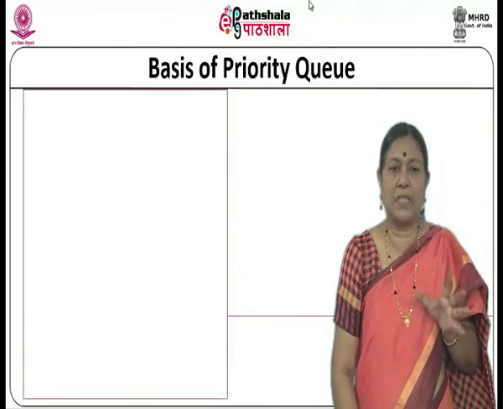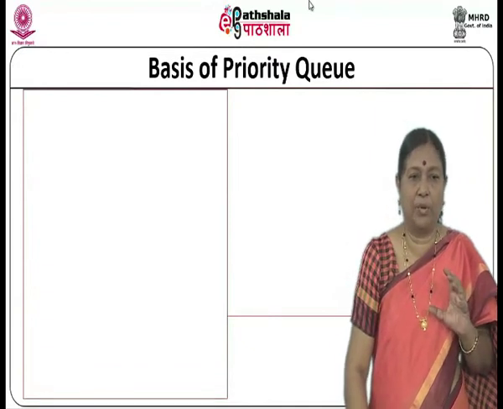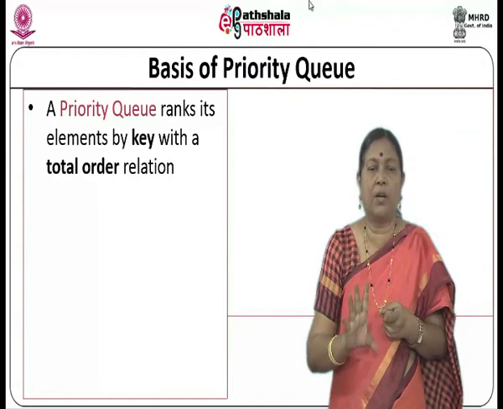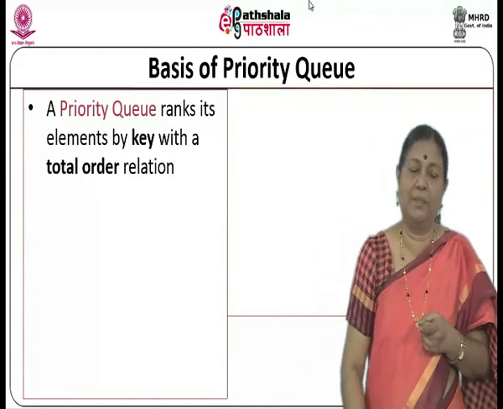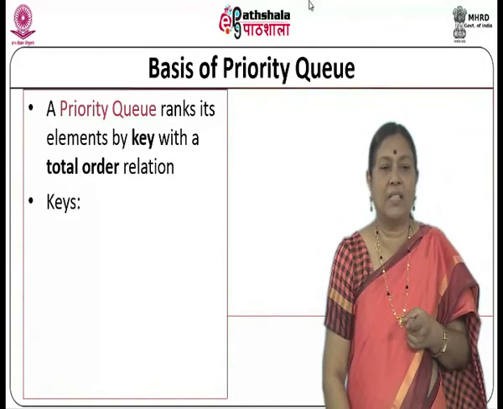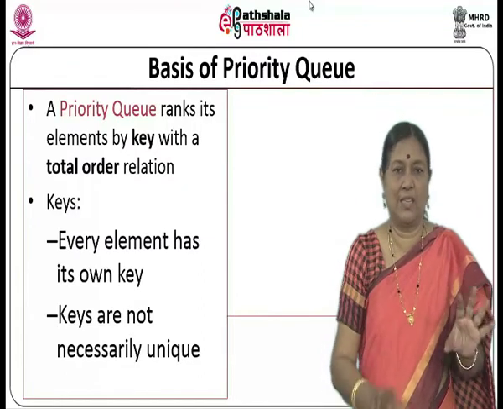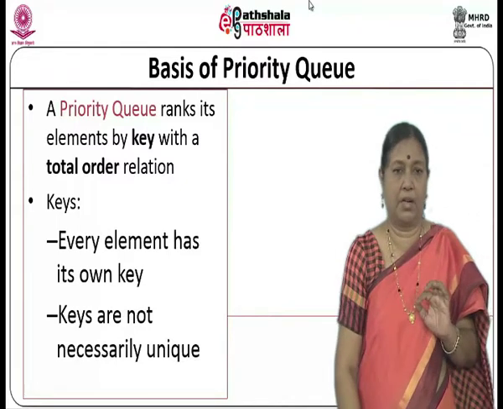So, the basis of priority queue is as follows. A priority queue ranks the elements by key with a total order relation, with a little bit of mathematics here. So, total order: every element has its own key and keys are not necessarily unique. These are the two things we are going to talk about in a priority queue.